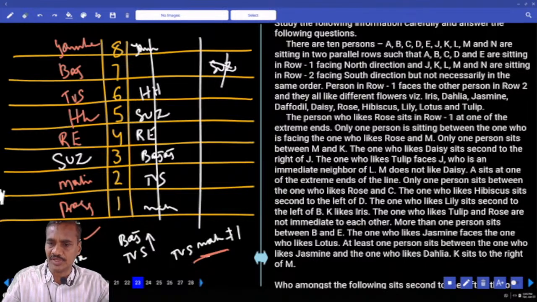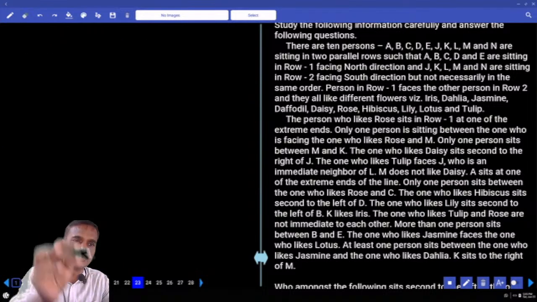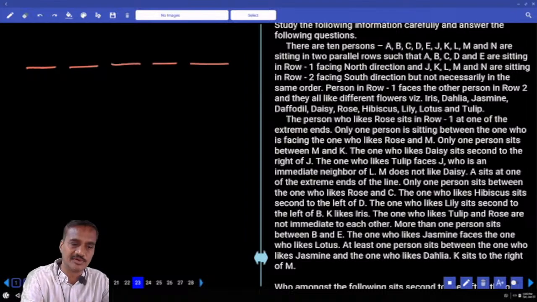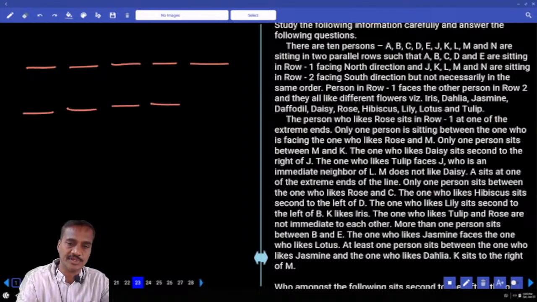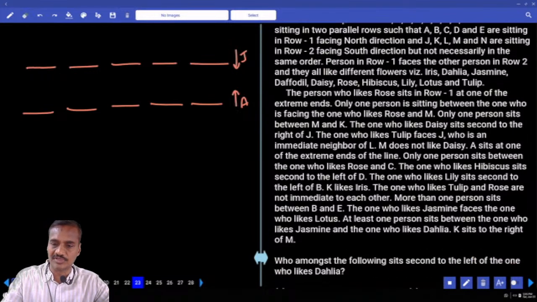A, B, C, D, and E are seated in row 1, facing north, and J, K, L, M, N are facing south. This is row 1, A to E, and this is J to N. Each one of them likes a different flower as well.